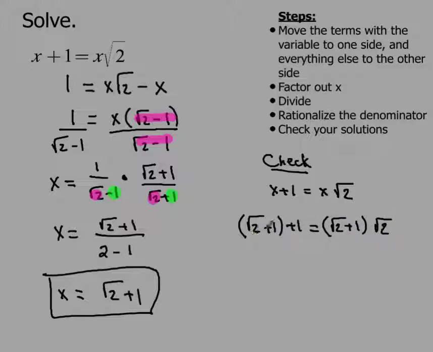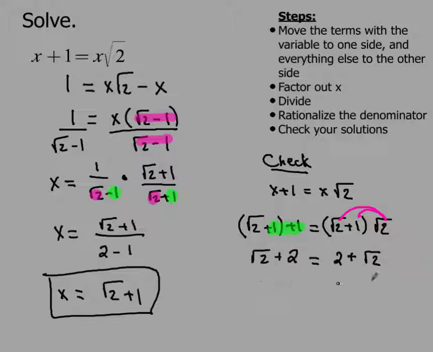Now, square root of 2 plus 1 plus 1. So these two right here are going to give me a sum of 2. So I'm going to have square root of 2 plus 2. On the other side, this is where you've got to be careful. You're going to take this square root of 2 and multiply it by each one of these two terms. When you do that, square root of 2 times square root of 2 is just going to be 2, and square root of 2 times 1 is going to give me just square root of 2.